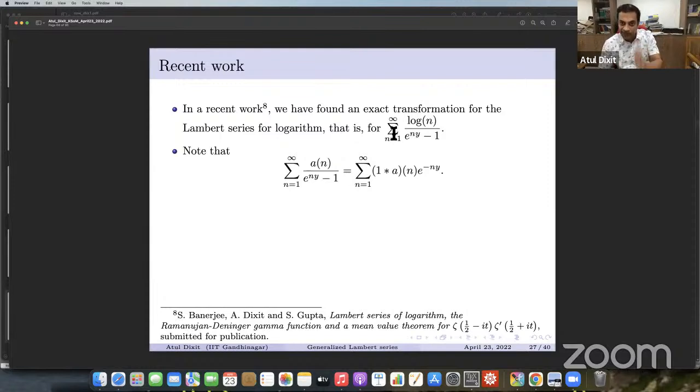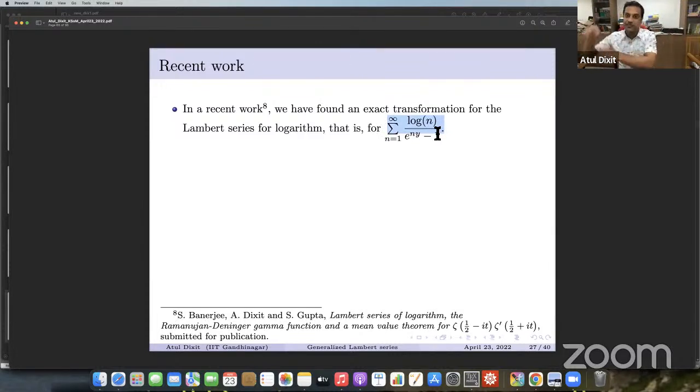But I'll explain a beautiful consequence of that result that we are able to get. One can obtain an exact transformation for this, wherein y goes to 1 by y or some constant over y. So modular behavior, of course, without having the same thing back. One cannot get a modular form with this log n over e raised to n minus 1, but something which has 1 upon y or some constant over y turning up.